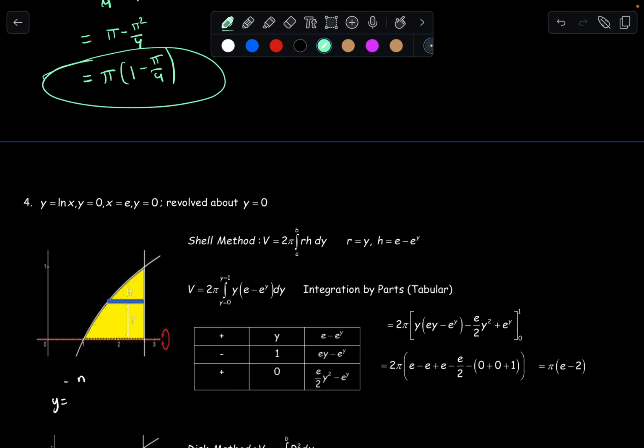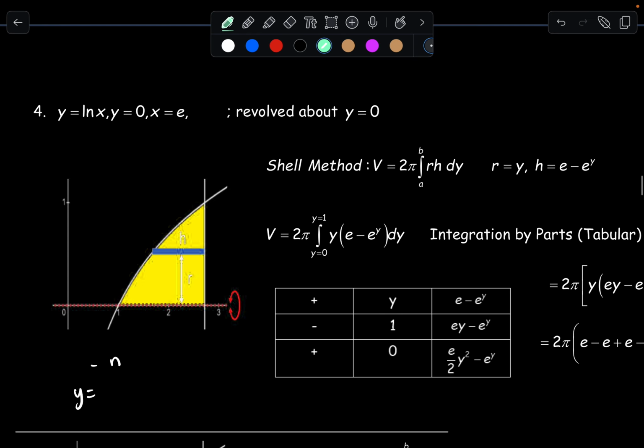So for number 4, we have y is equal to natural log of x, y equals 0, x equals e, and then we have that y equals 0 again. Just ignore that because it's a repeat. And this area is being revolved about y equals 0. So in reality, you will have to make your own sketch usually, most of the time. So understanding which function is what will be very helpful.